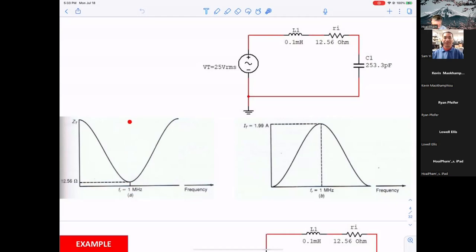So at the resonant frequency, XL and XC are equal, so they cancel out. You get only one resistance, which is 12.56 ohm. So that's why, looking in here, you can see that at the resonant frequency, total impedance equals 12.56 ohm. That means only the resistance. And another display here shows the current. This stands for total current, and this stands for the frequency domain.